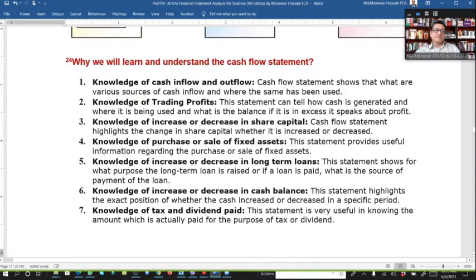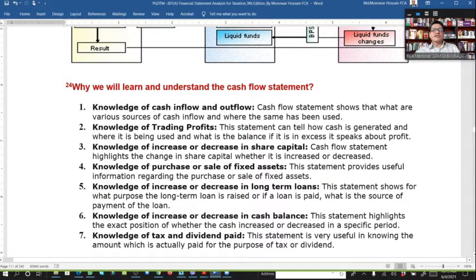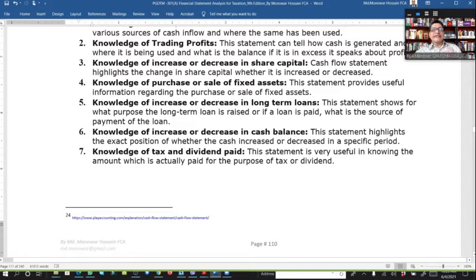Why do we learn and understand the cash flow statement? We need knowledge of cash inflow and outflow. We have to understand the cash inflow and outflow, knowledge of trading profit. What is trading profit? And knowledge of increase and decrease of share capital. We also have to understand the purchase and sale of fixed assets, and the increase and decrease of long-term loans. We have to understand the increase and decrease of cash balance. We have to understand the tax and dividend paid. So that's why we have to learn the cash flow, because this statement is very useful to know the amount actually paid for tax or dividend.